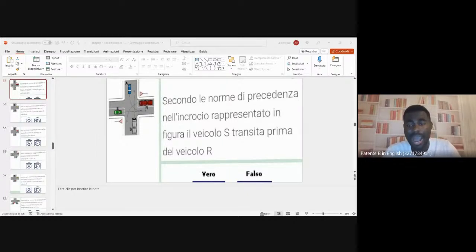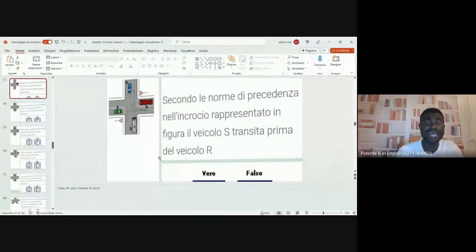So guys, now how are these vehicles going to move? In order. So indeed, the S is the first vehicle to go, followed by the blue vehicle, which is the A. And then between the E and the R, guys, the E will also be the third vehicle to go. And lastly, this R, having direct precedenza, will be the last vehicle to move.